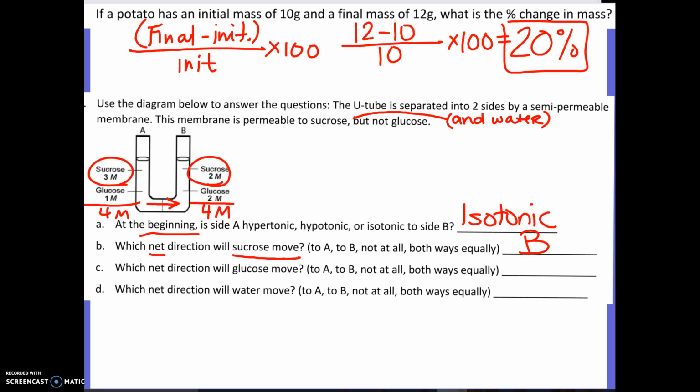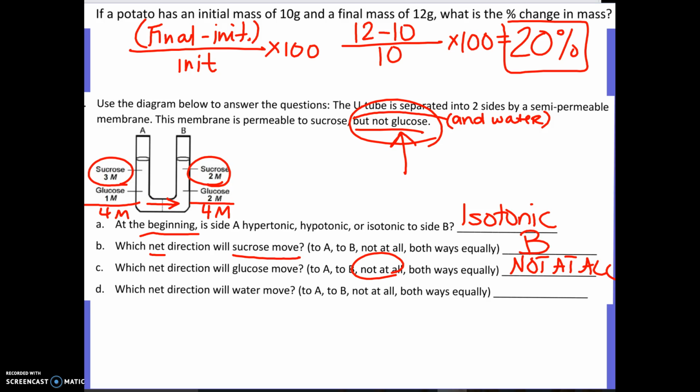All right, how about C? What net direction will glucose move? We got different answers here. This is a trick question. Not at all. Because if you read here, it says the membrane is not permeable to glucose. So be very careful. That's why you have to read the paragraph. Because if something can't pass, then that concentration can change.